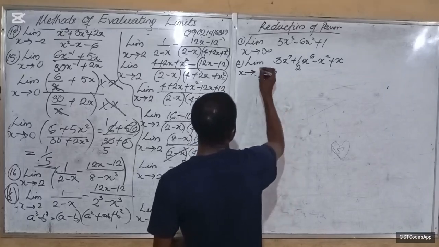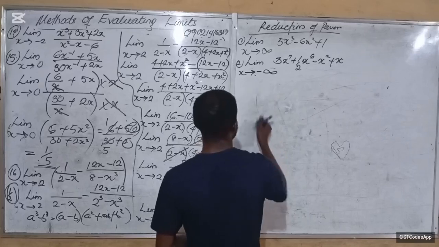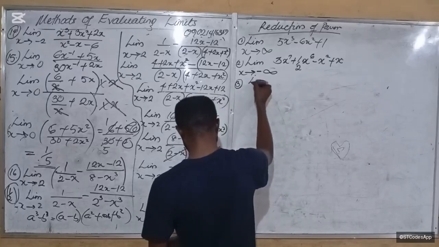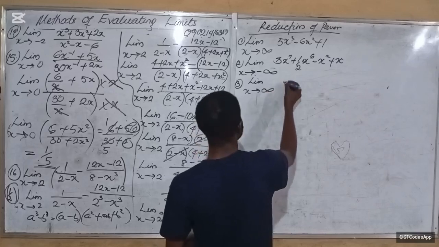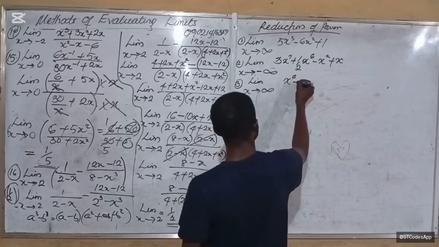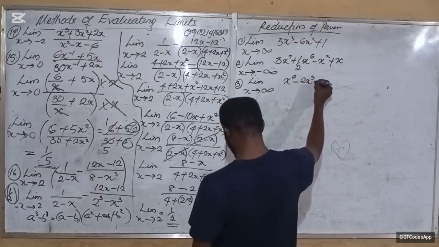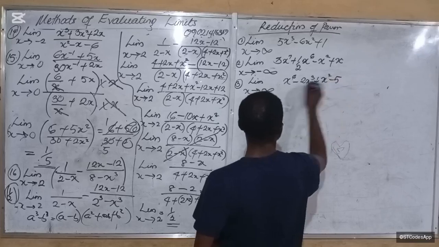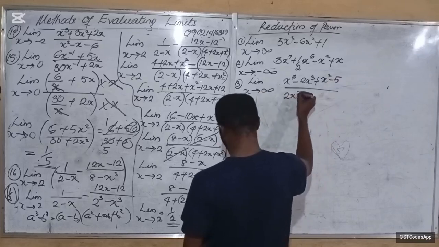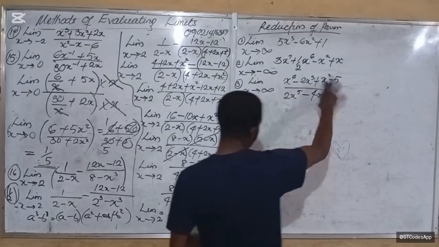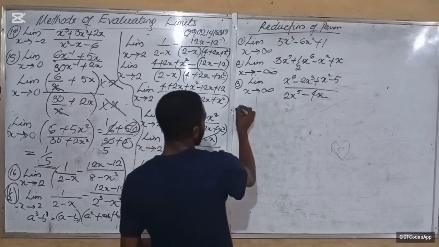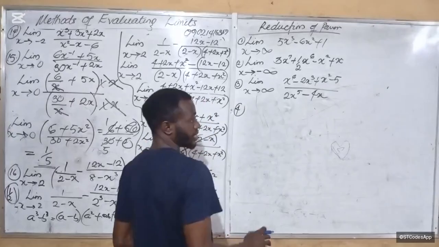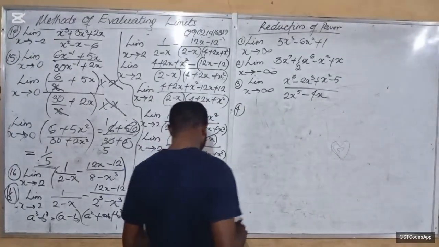So if that's the case, then number 3, let's write all the questions first. Limit as x approaches infinity of x squared minus 2x raised to the power 3 plus x squared minus 5 over 2x raised to the power 5 minus 4x. Now, questions like this are the simplest. I already know the answer without even solving it yet. So I'm going to show you how to do that.